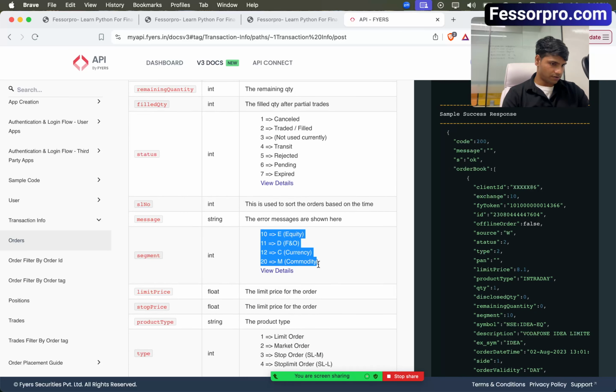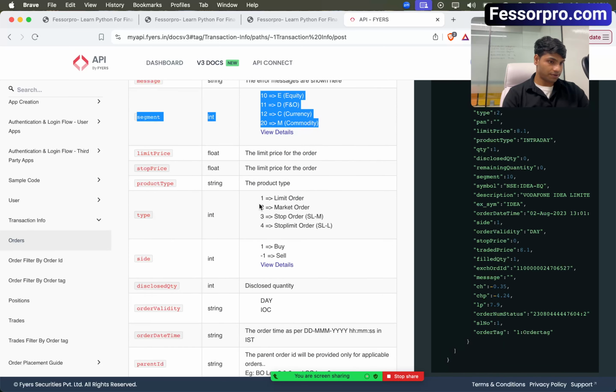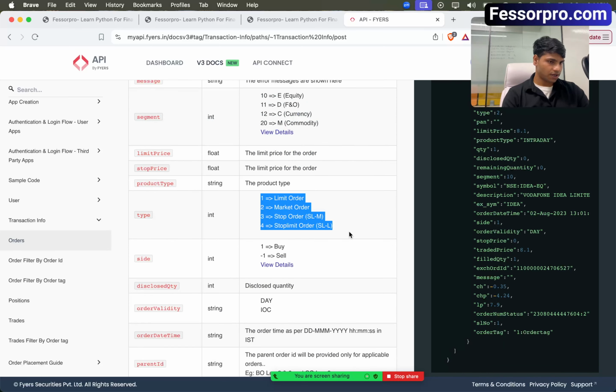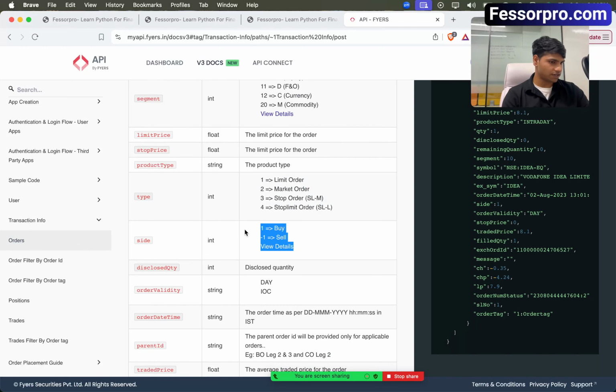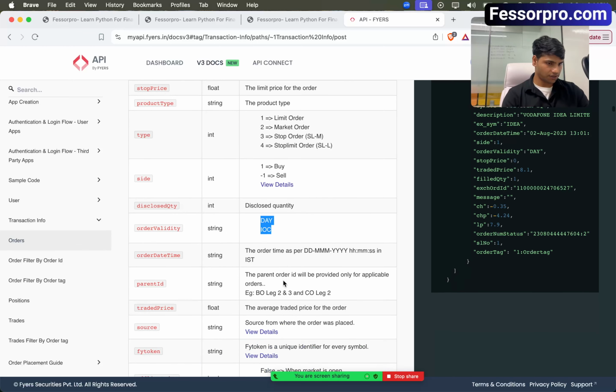And then segment. So there are 4 segments that are supported by Fyers right now. One is the equity segment, we have the FNO segment, we have the currency segment, we have the commodity segment. Then type. Now there are 4 order types. There is limit order, we have market order, we have stop order, and we have stop limit order. Okay, we'll come to this in a few minutes. Then we have side, if it's buy or sell. Then we have order validity. So there are 2 order validities, one is day and one is IOC.